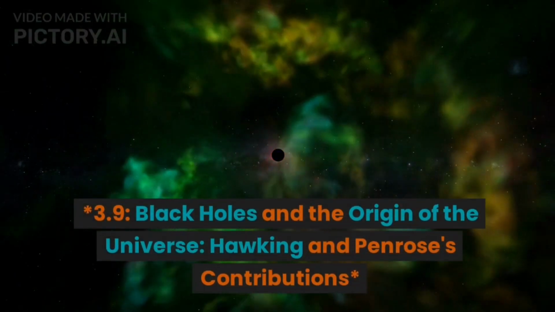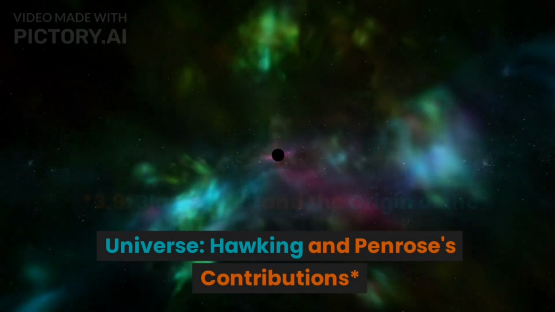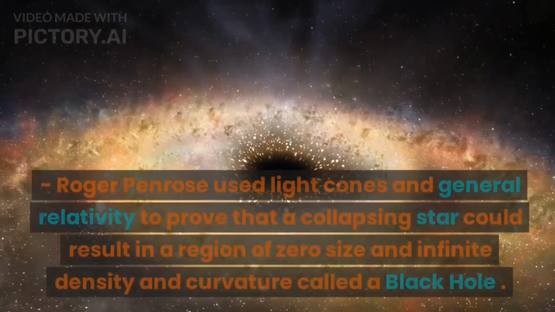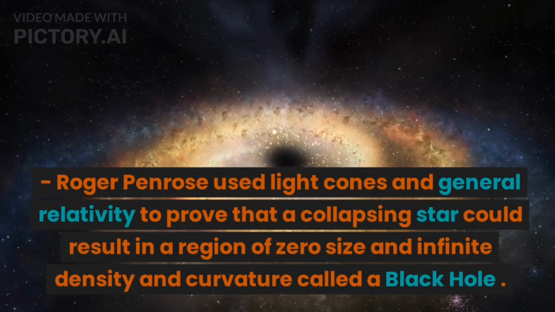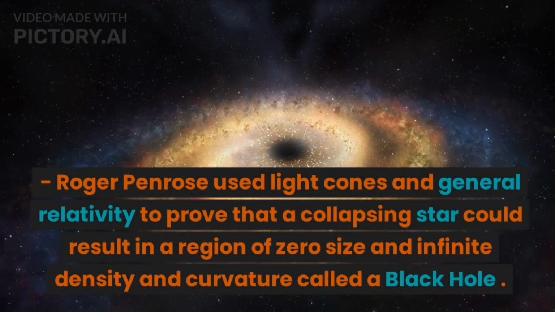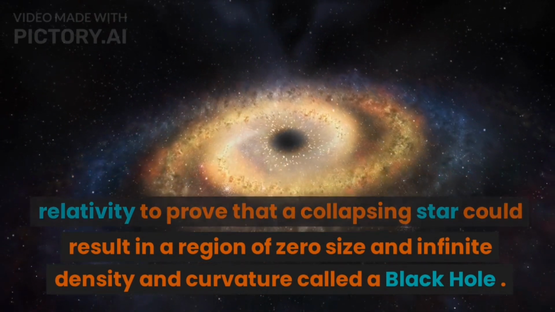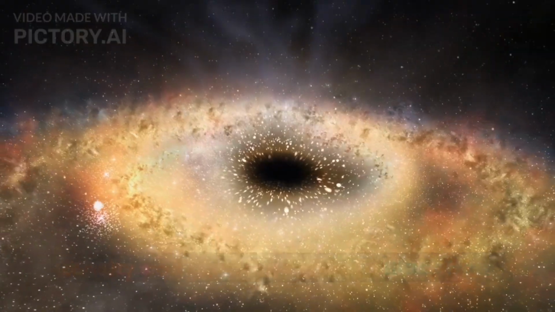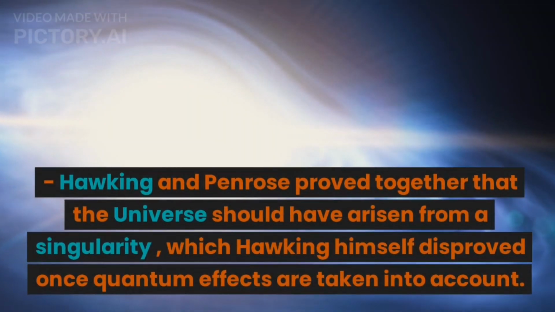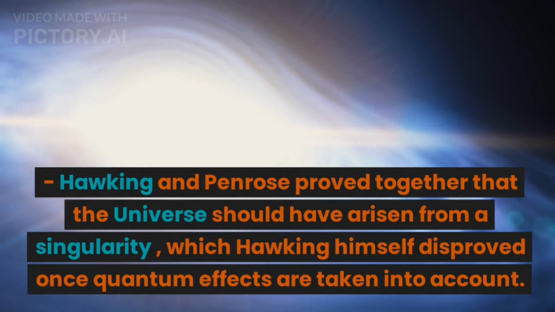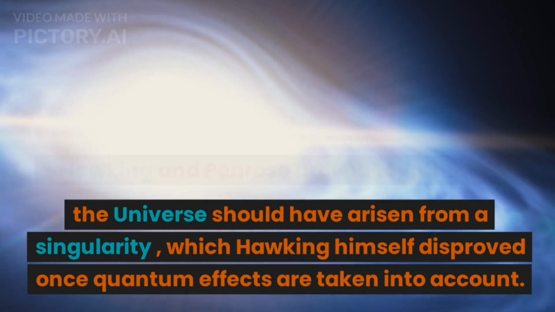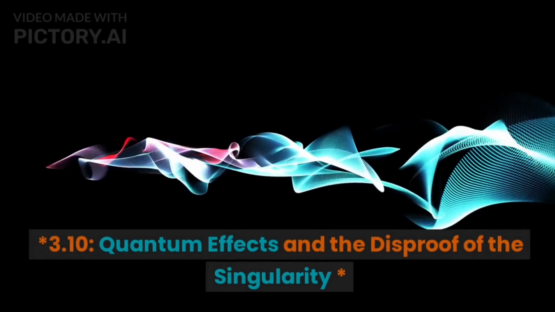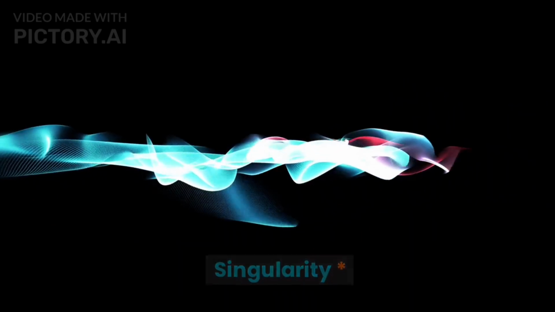3.9 Black holes and the origin of the universe, Hawking and Penrose's contributions. Roger Penrose used light cones and general relativity to prove that a collapsing star could result in a region of zero size and infinite density and curvature called a black hole. Hawking and Penrose proved together that the universe should have arisen from a singularity, which Hawking himself disproved once quantum effects are taken into account. 3.10. Quantum effects and the disproof of the singularity.